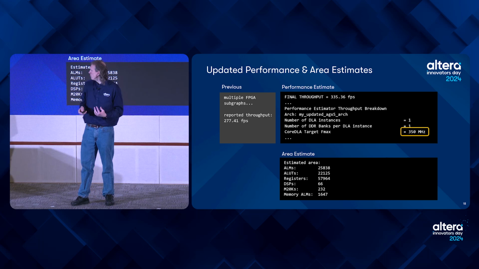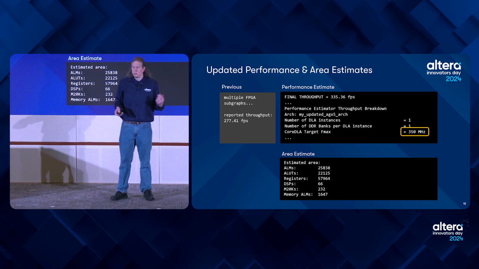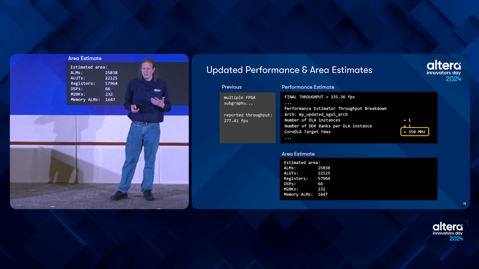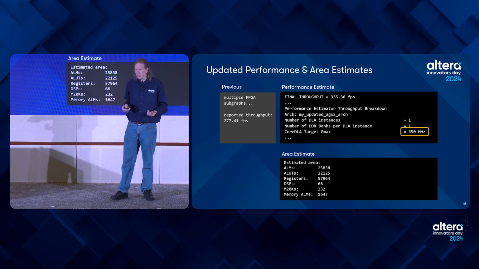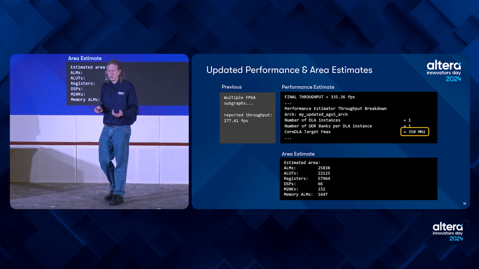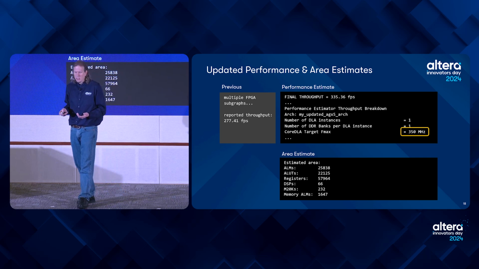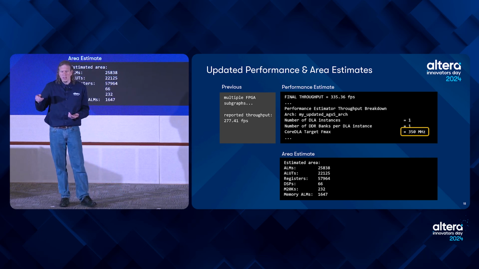This default value of 350 megahertz is reasonable for the E-series devices. For the D-series devices, we're seeing Fmax values in excess of 600 megahertz. The performance of the IP will increase roughly in proportion to the Fmax.